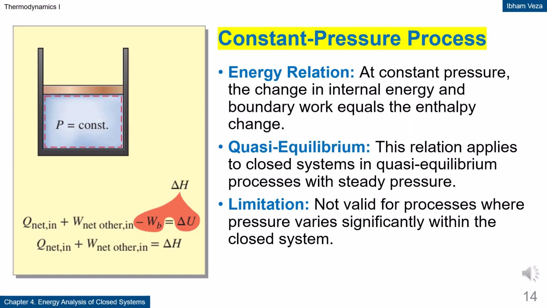Constant pressure process. In a constant pressure process, the combination of internal energy change and boundary work equals the change in enthalpy. This relation is very useful for analyzing piston-cylinder processes with a constant load. A quasi-equilibrium assumption is required so that pressure can be treated as constant. If pressure varies significantly, this relation no longer applies. Therefore, choosing the correct process model is very important.